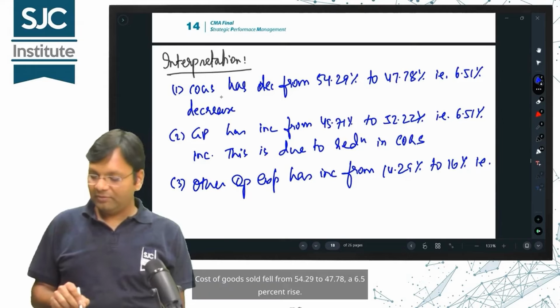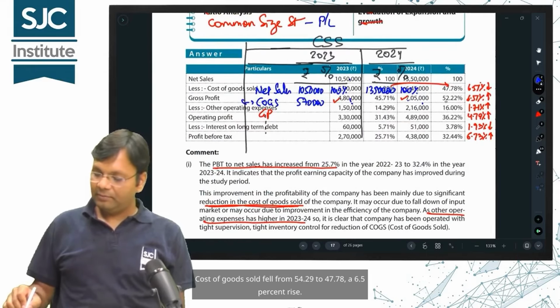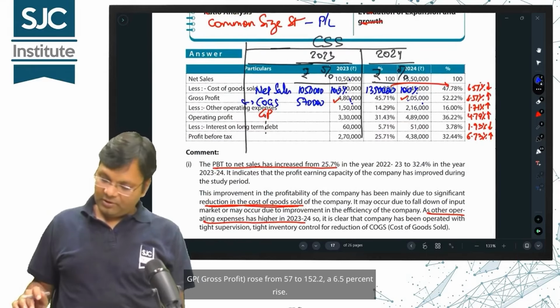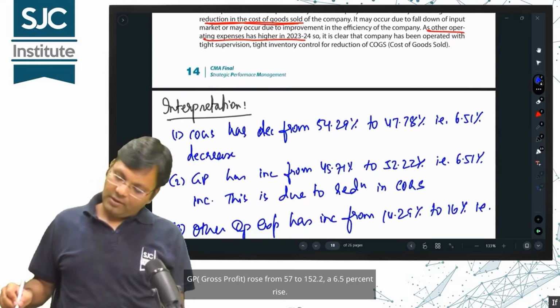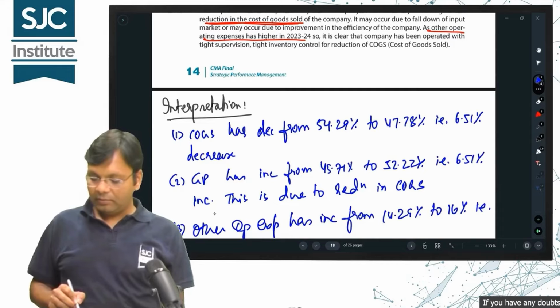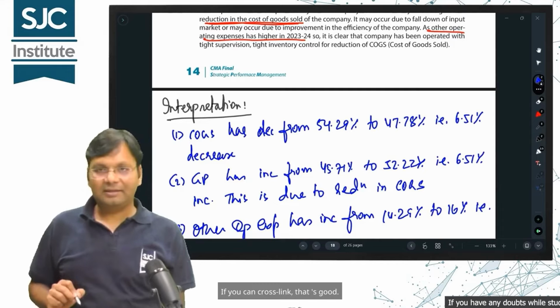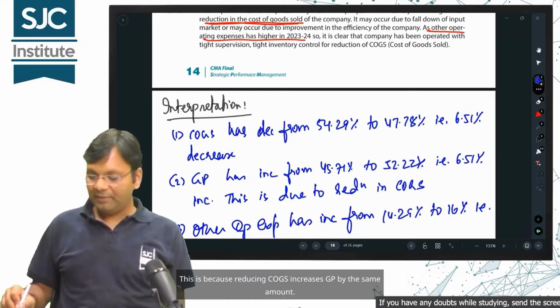Cost of goods sold fell from 54.29 to 47.78, a 6.5% rise. GP, gross profit, rose from 57 to 152.2, a 6.5% rise. If you can cross-link, that's good. This is because reducing COGS increases GP by the same amount.